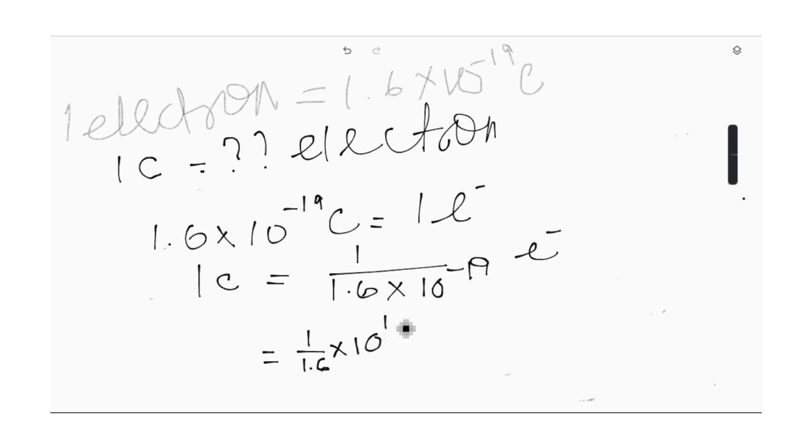It will become plus 19, right? Next, 1.6, we will remove the decimal, so it will become 16. So what will be on top? It will be 10, right? Now if you divide 10 by 16, the value comes approximately 0.625 × 10^19.